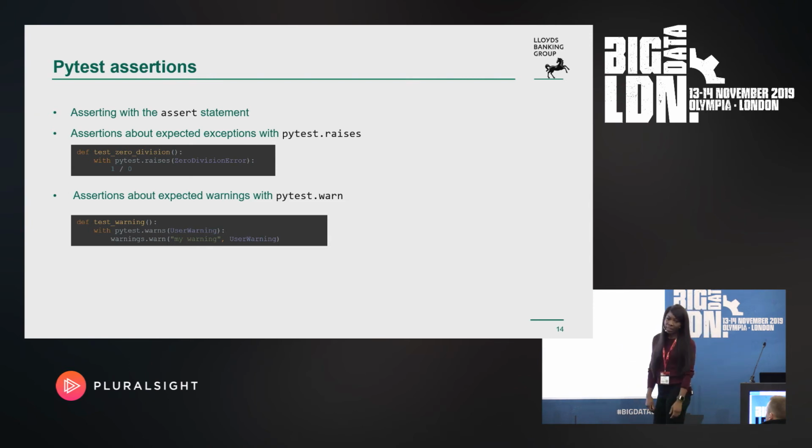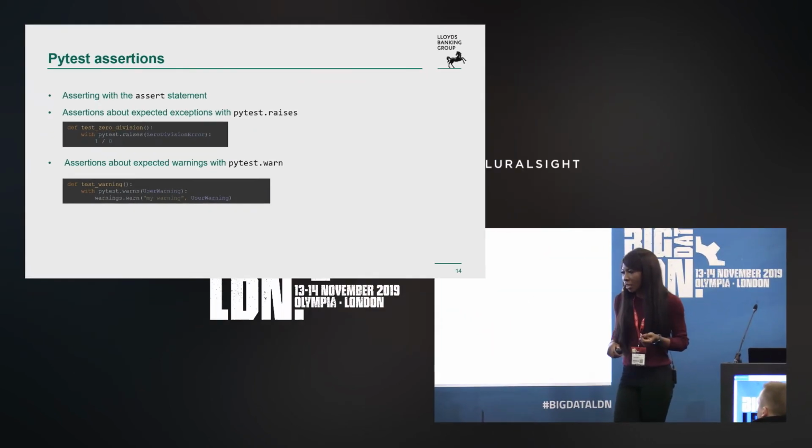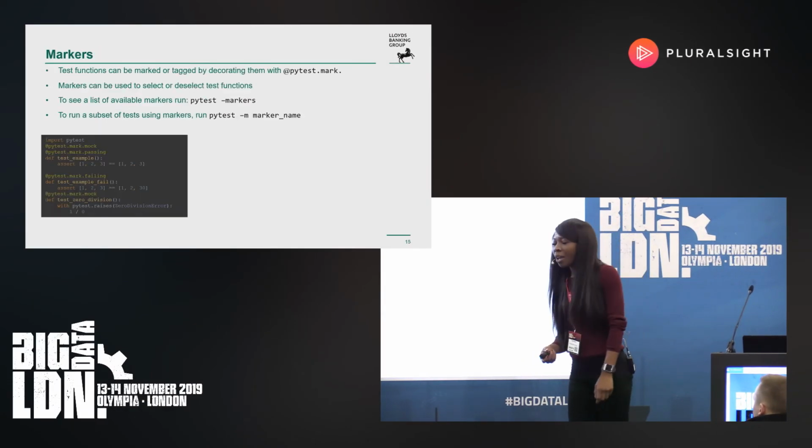Same as Pytest warnings. So at the beginning, where I was talking about why Pytest is really cool and you should look into it, I mentioned three key functionalities of Pytest, which are fixtures, markers, and parameterization. So I'm going to start with markers.